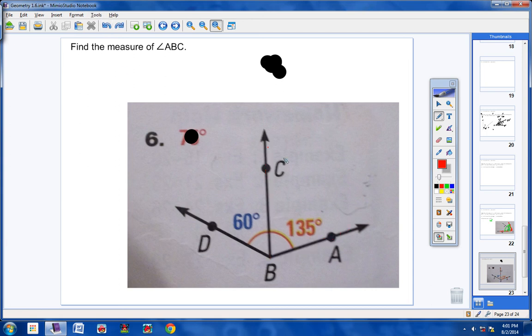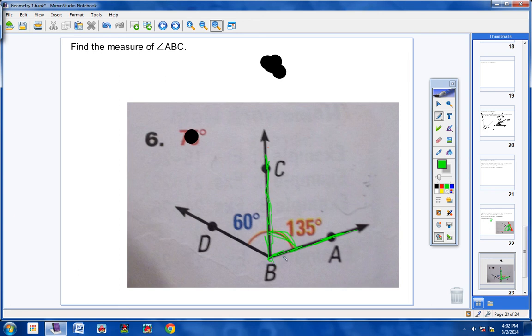Notice how the 135 is in what color? Red. And notice how this line in red goes from here all the way across. So what they're saying to you is this. They're saying this little angle right here is 60 degrees, and they're saying to you this entire angle from here to here all the way across, the entire angle is 135. And look what they want you to find. I want you to find the measure of angle ABC. So here's the angle we're looking for. Here's A, here's B, and then here's C going up. So they want you to find the measure of this little angle right here.